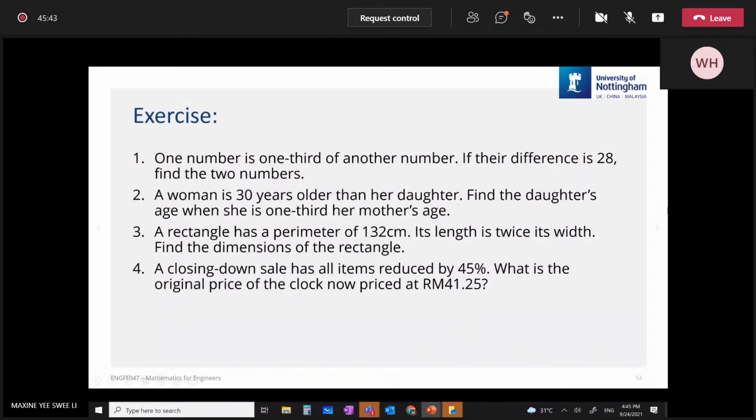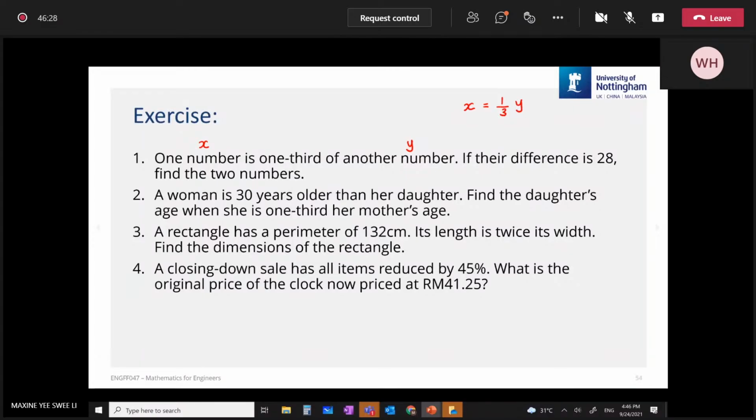One number is 1/3 of another number. If their difference is 28, find the 2 numbers. So this is a bit more complicated than the example. You have one number, you can call it x, the first number. Another number, you can call it y. So how do you link these two as a statement? You can say x is 1/3 of another number. So x equals 1/3 of y.